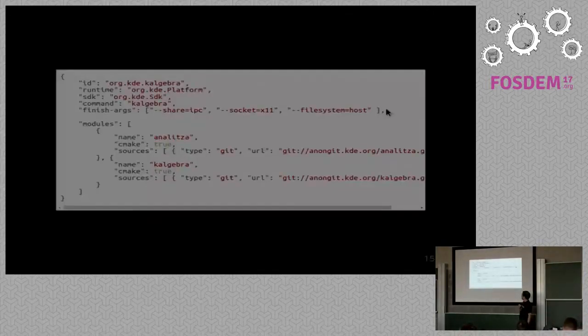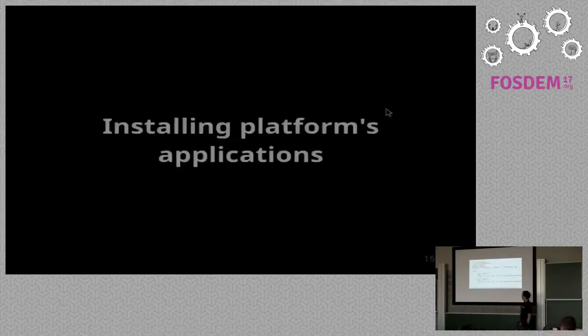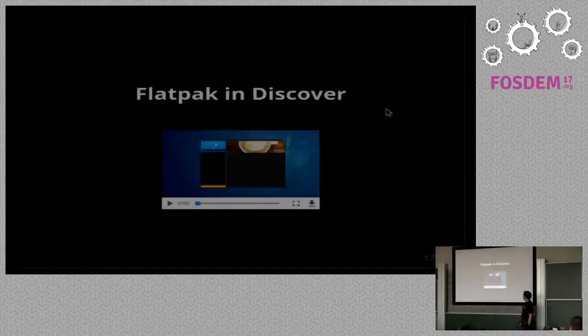This is what the manifest file looks like for Flatpak, where you basically say which is your runtime, which are the things you need from the outside, and then the libraries you might need, and then the application, and then you compile it.